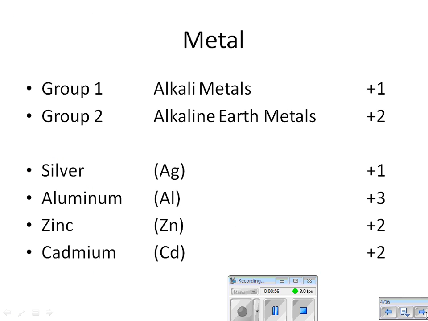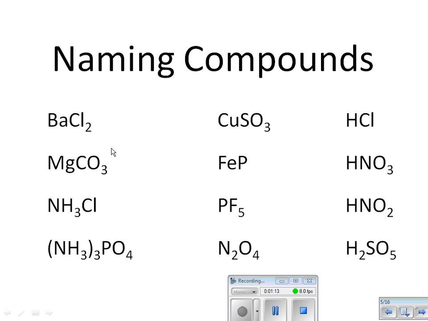Because it is one of those metals that always forms a +2 cation, we do not need to use the stock system for naming. In other words, we do not need to add Roman numerals after the cation name. So let's go back. Now that we know what we're starting with, let's take a look at the cation. Let's take a look at the anion.